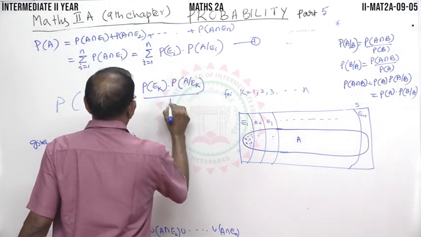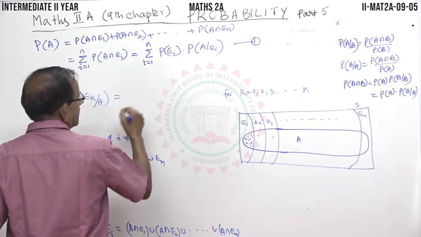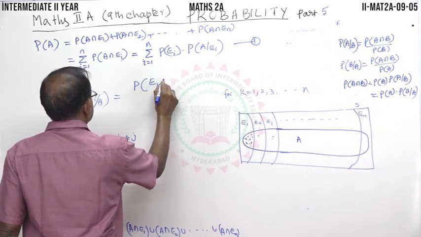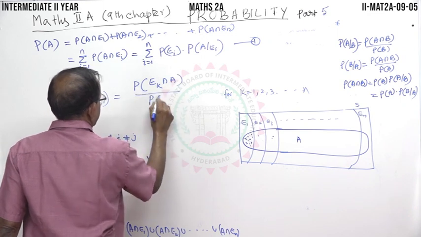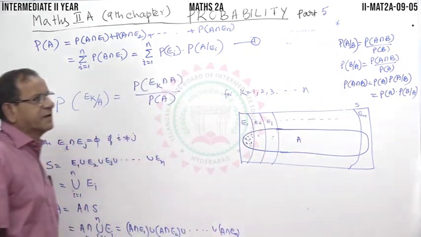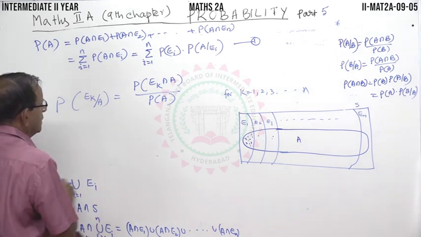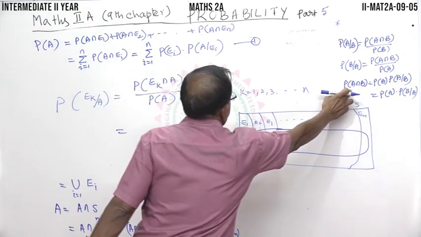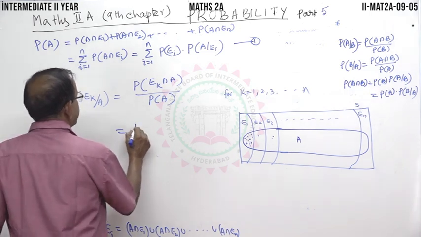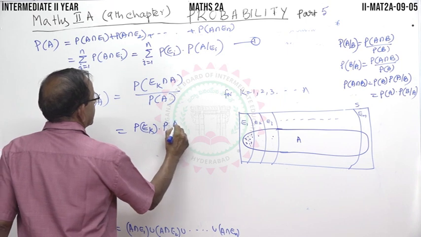By P of A. Sorry, this one can be written as, first of all, P of Ek intersection A by P of A. By using this formula, P of A given B is P of A intersection B by P of B. Now use this formula: P of A intersection B is P of B into P of A given B. Now this is P of Ek into P of A given Ek.